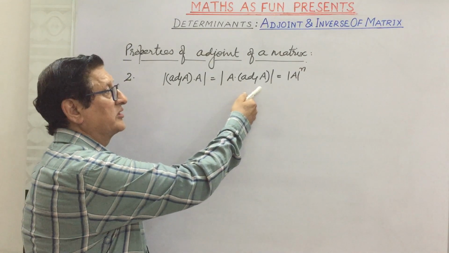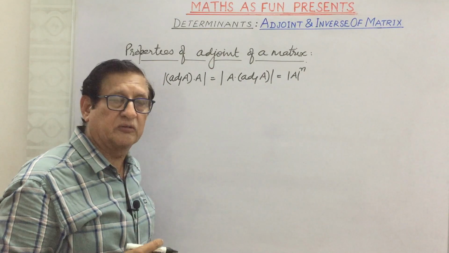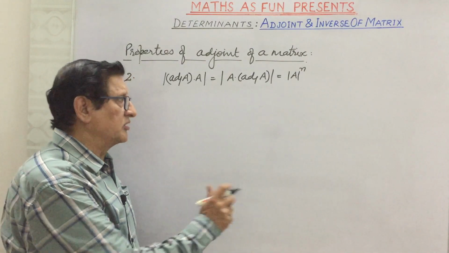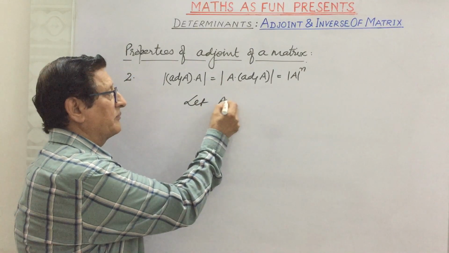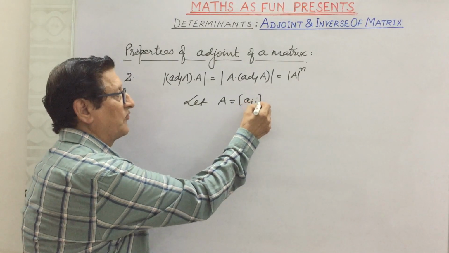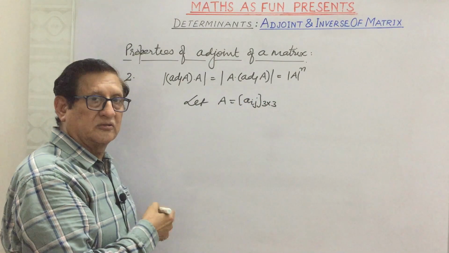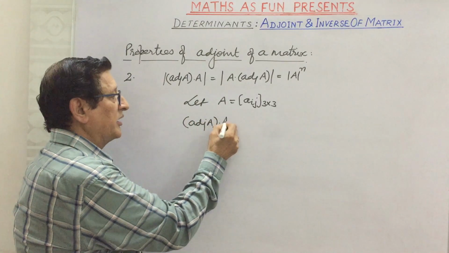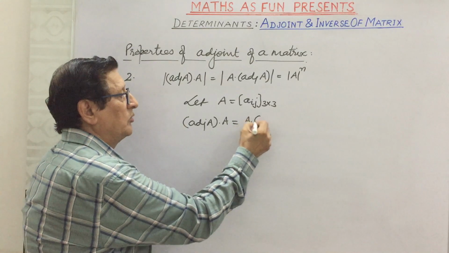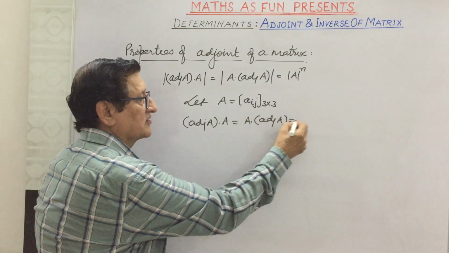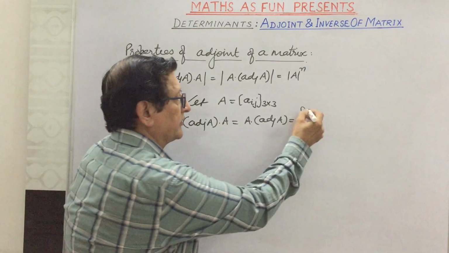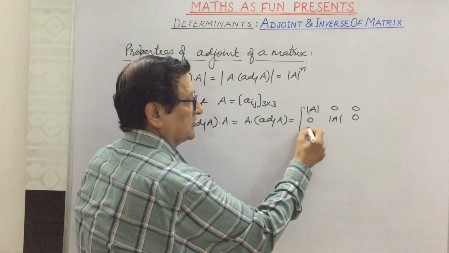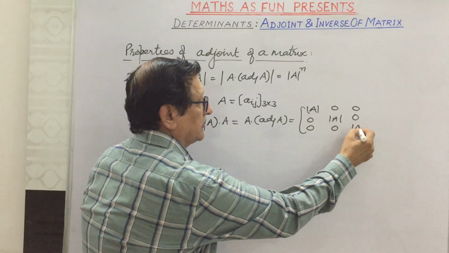The second property for any of the square matrix A is that determinant of adjoint A into A or determinant of A into adjoint A is equal to nth power of determinant A if the order of A is n. For the verification, suppose we have a square matrix A that is of order 3 into 3. Just now we learnt that adjoint A into A or A into adjoint A is given by determinant A 0 0 0 determinant A 0 0 0 determinant A.